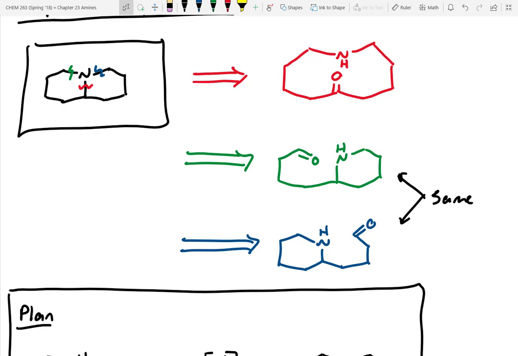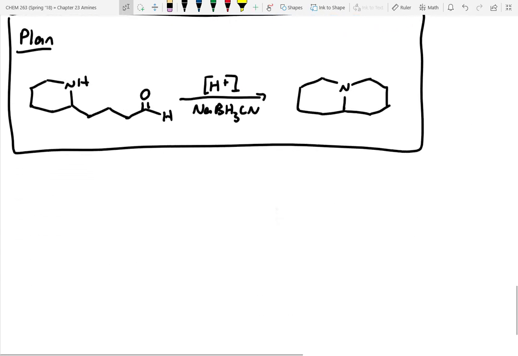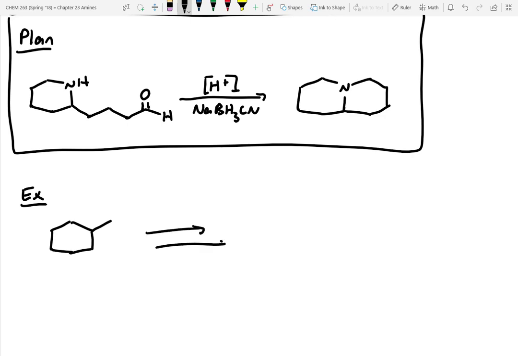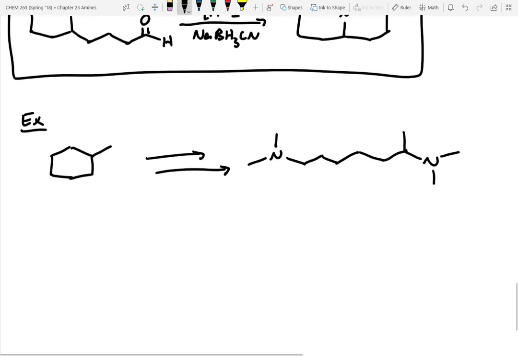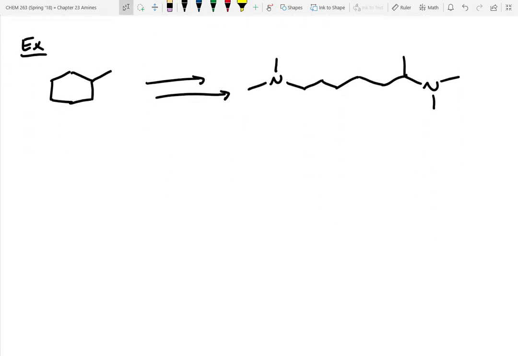All right, want to try a harder synthesis problem? Oh yeah, I like the enthusiasm. All right, this time we're going to start out with methylcyclohexane, and our goal is to get to a more complicated amine. And there we go. So I'll give you some time to work on this, but this one's a bit more complicated.